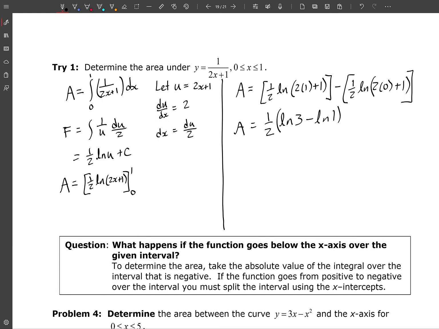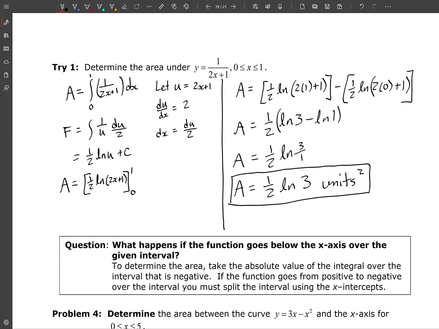So I just factored out the 1/2. Then I'm going to use the quotient rule for logarithms to rewrite this as 1/2 natural log of 3 over 1, which is just log 3. So A is equal to 1/2 natural log of 3 units squared. Or, if you prefer, we can raise this to the power of 1/2 and rewrite it as natural log of 3 to the power of 1/2, which means A is equal to the natural log of square root 3 units squared.